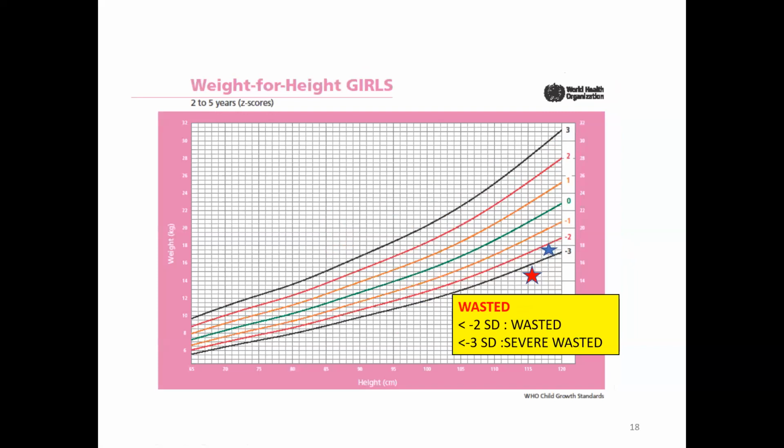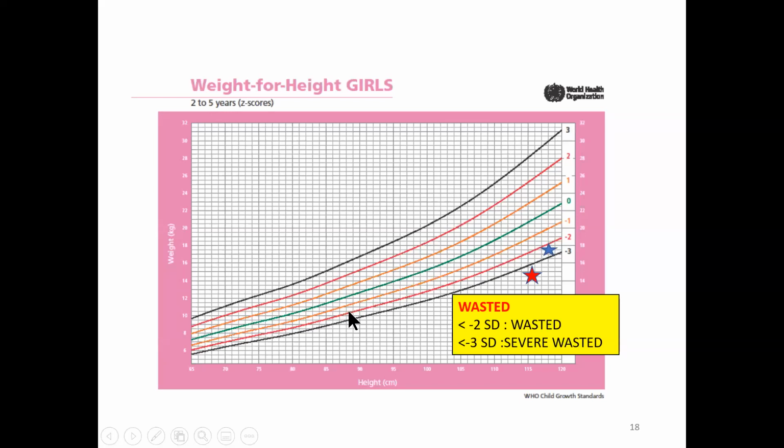So when we measure, we have looked at the weight for age, we have looked at the height for age. Now we look at combining the weight and the height together, the relationship between the weight and the height. Let's take for example, you have a child with a length of 90 centimeter, and then the weight, when you check the child weight is around 8 kilogram.